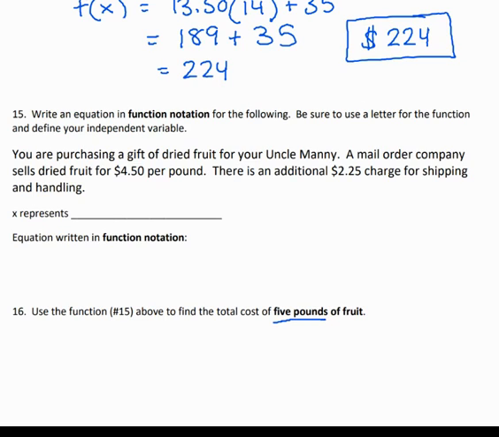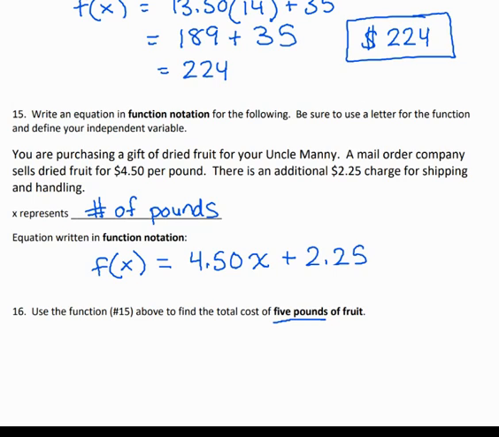So for 15, in this case, we're purchasing a gift of dried fruit for your Uncle Manny. A mail order company sells dried fruit for $4.50 per pound. There's an additional shipping fee. So x is going to represent the number of pounds of fruit. Now, when it comes to our equation, make sure we have an equal sign, right? An equation means equals. So we're going to have f of x equals, it's 4.50 per pound, so 4.50x plus the shipping charge. That was the equation I was looking for.